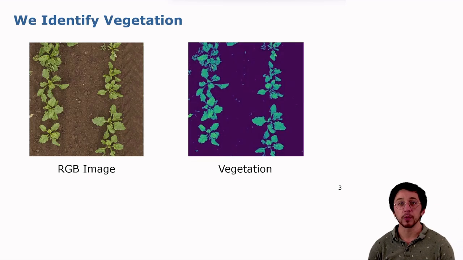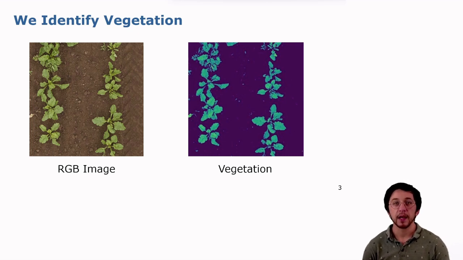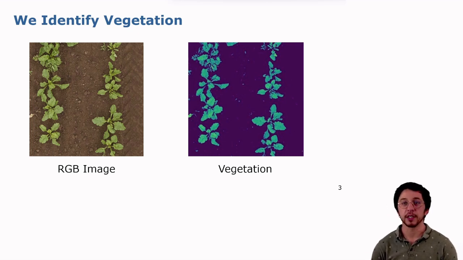The first thing that we do is computing a vegetation mask, which means that we use the RGB values of the image to separate everything that is soil, which is depicted in purple, from everything that is vegetation, which is in green. Now, we only need to separate the vegetation into crops and weeds.